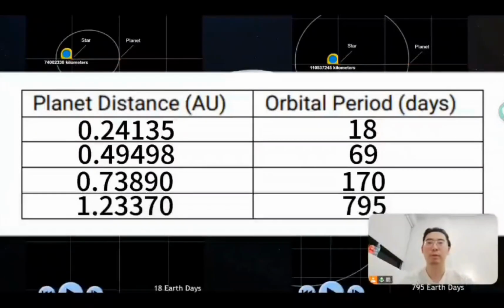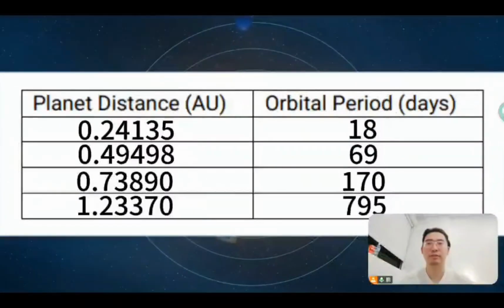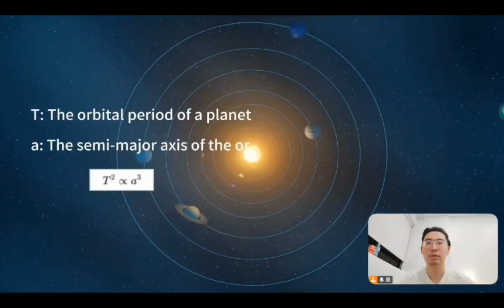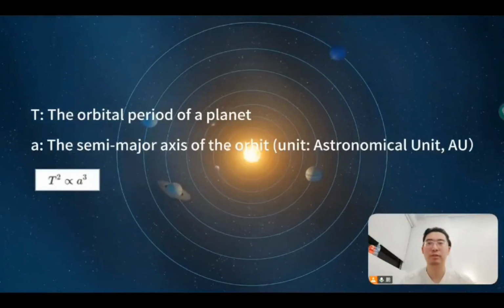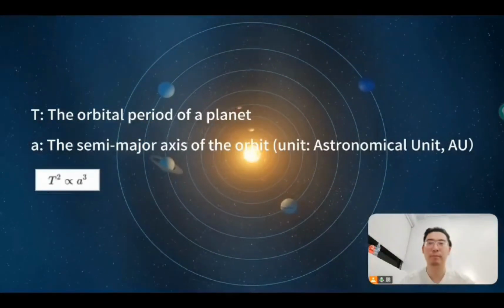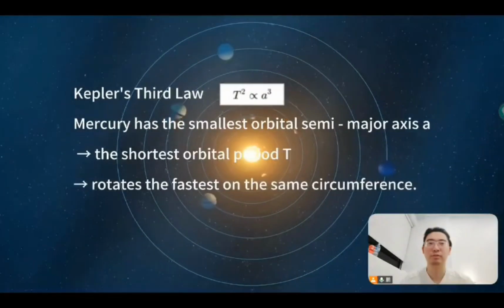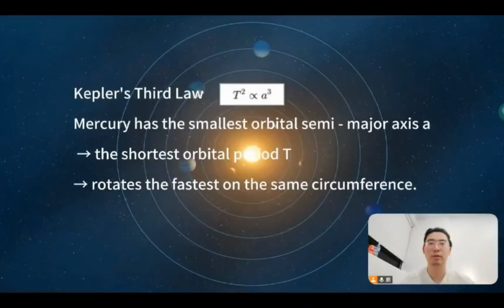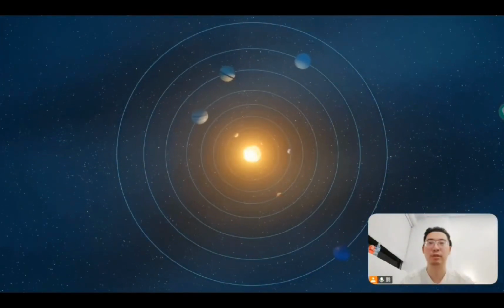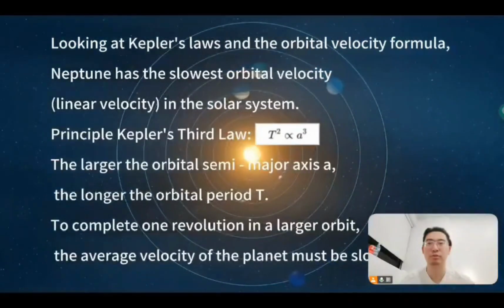Question 4. Which planet in the solar system do you think has the fastest and slowest orbital speed? According to Kepler's laws, the closer a planet is to the Sun, the faster its orbital speed. In the solar system, the planet closest to the Sun is Mercury, so Mercury has the fastest orbital speed. On the other hand, Neptune is the farthest from the Sun, so Neptune has the slowest orbital speed.